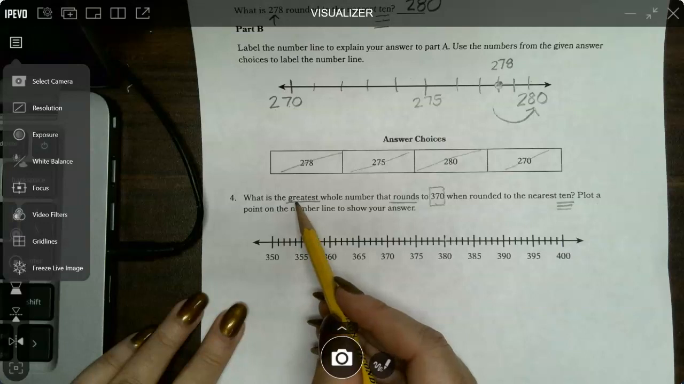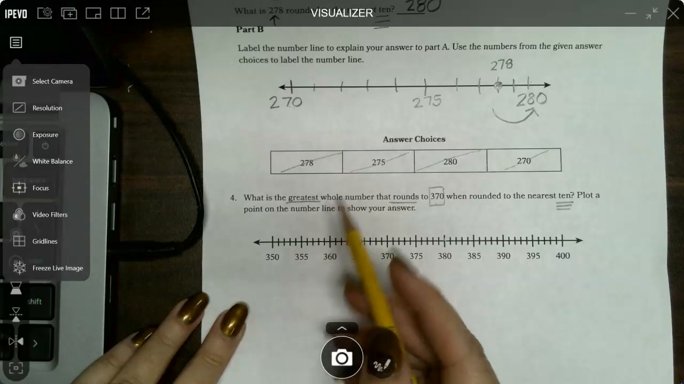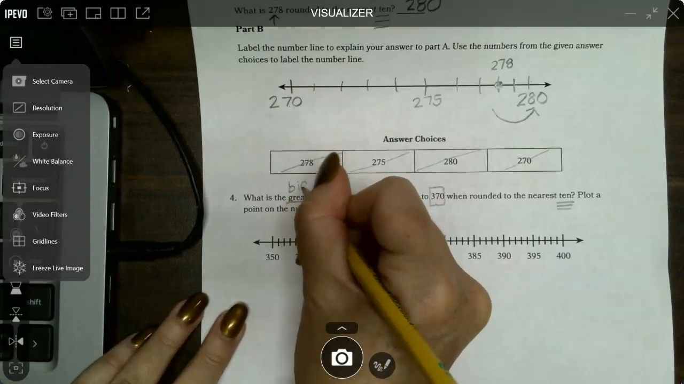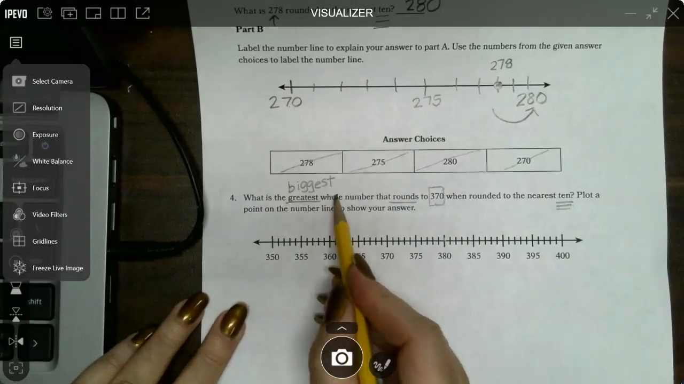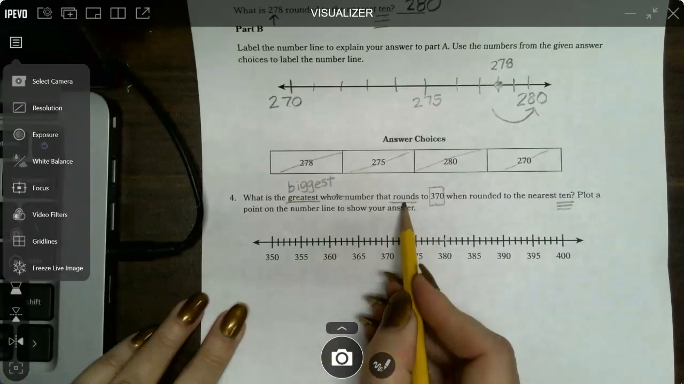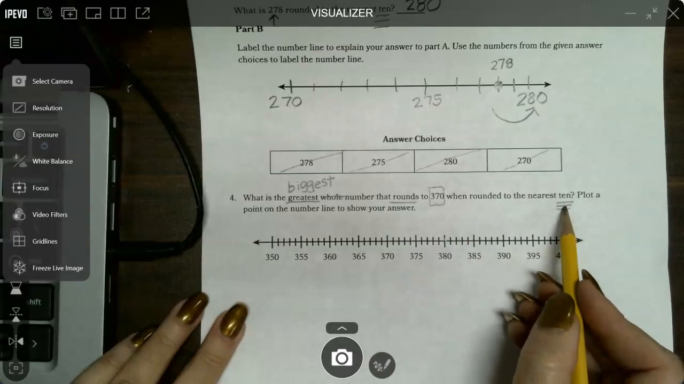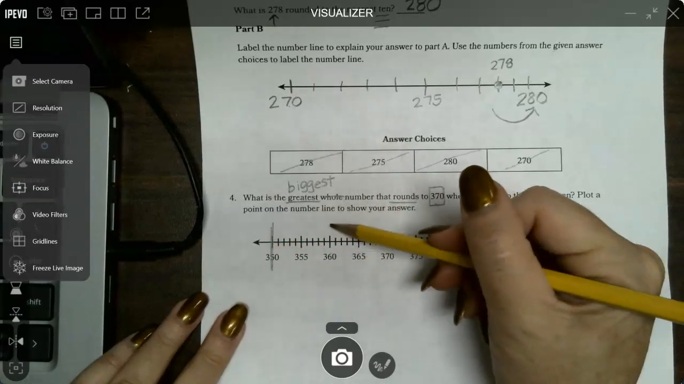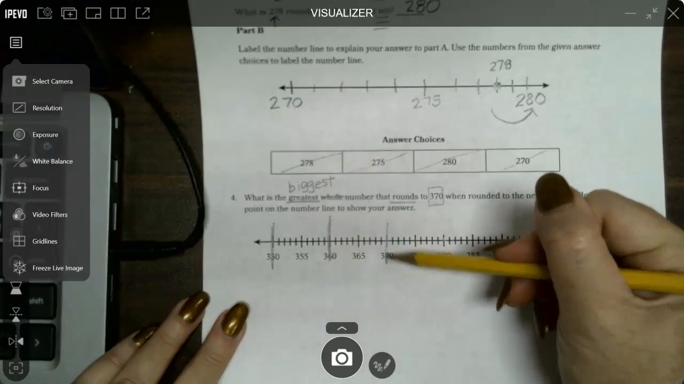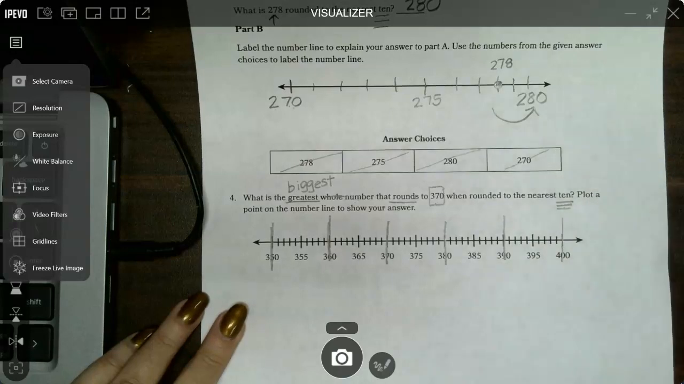So the first thing we had to do was think about what this question is asking. What is the greatest whole number? So we're thinking biggest. In math, when we see the word greatest, I'm asking, what is the biggest number that could round to 370 if we are rounding by tens? So we have to look first for some tens. So we've got 350, 360, 370, 380, 390, 400. All of those are counting by tens, okay?